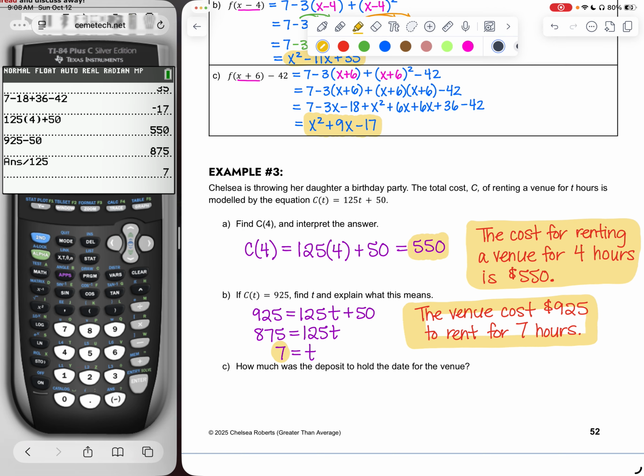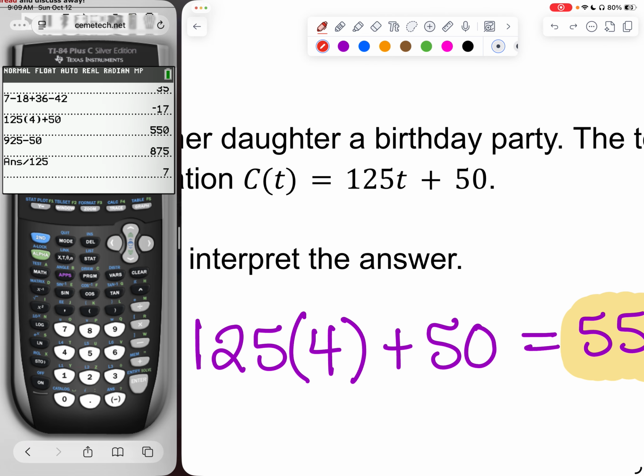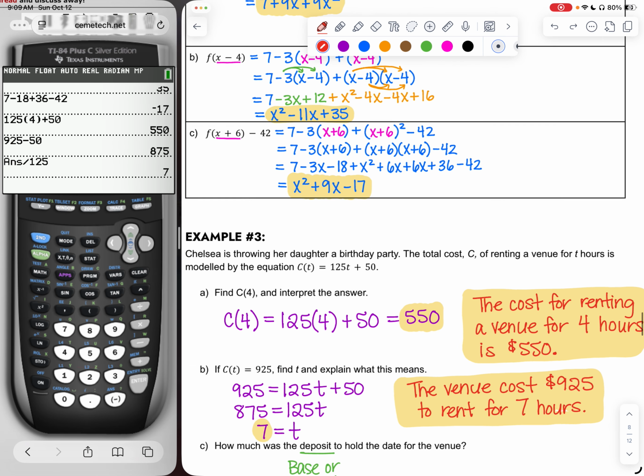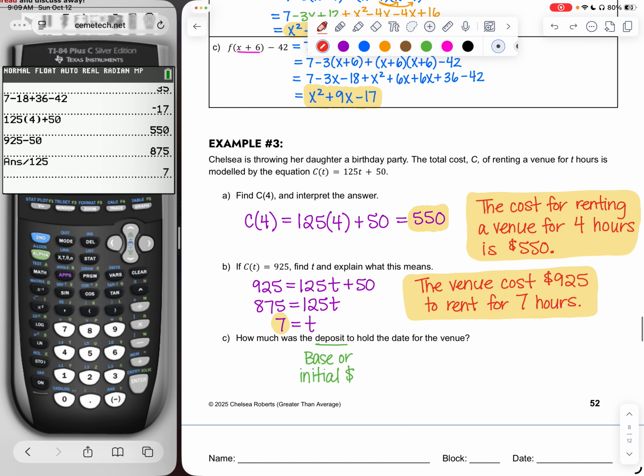All right. And then the last question is asking how much was the deposit to hold the date for the venue. So your deposit is basically your base value or your initial value. So we can say the base or initial cost. So we know that the base or the initial cost is in our equation, which is $50 because that's the lowest amount that you will pay. So I know that my base or initial cost will be $50.